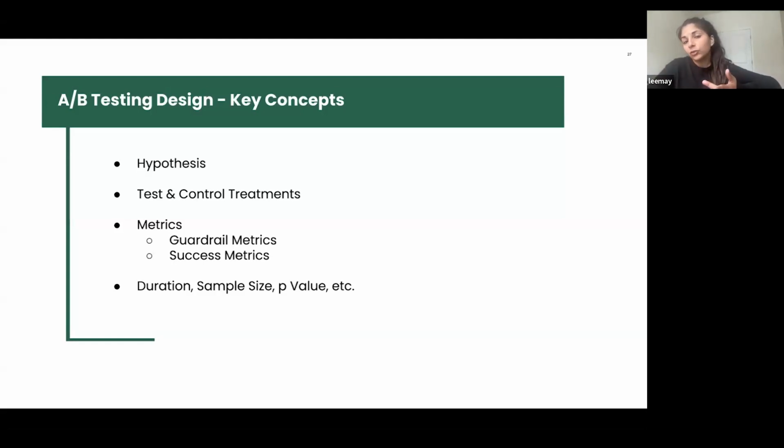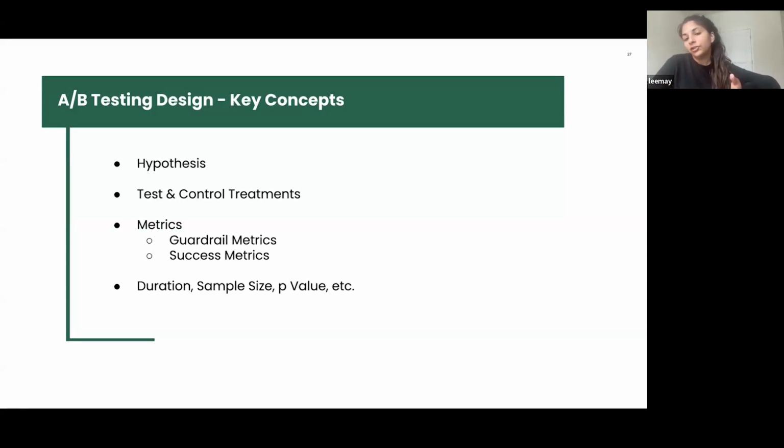Then there's the test and control treatments or variants. These are the two different groups: the test group that will get the change, and then the control, which will get the unchanged experience, which you're comparing to. And then you have your metrics, which is how you measure if your hypothesis is indeed true.